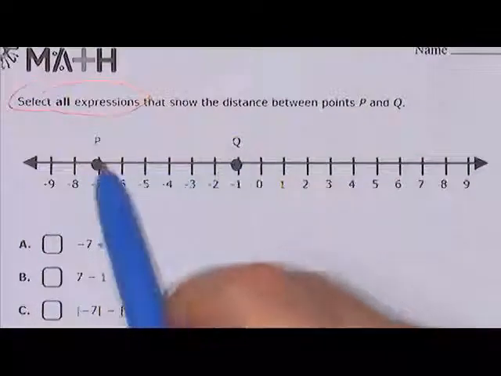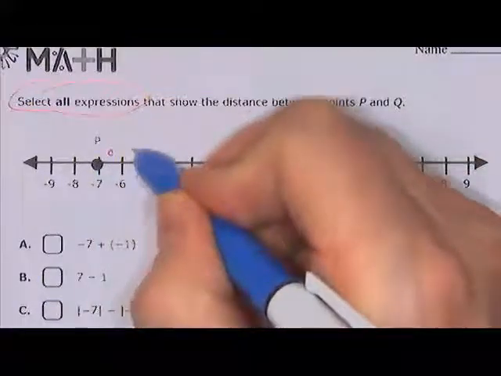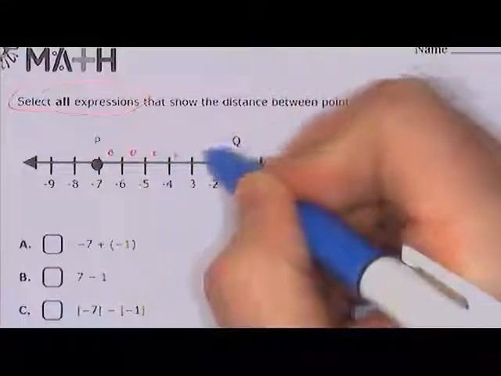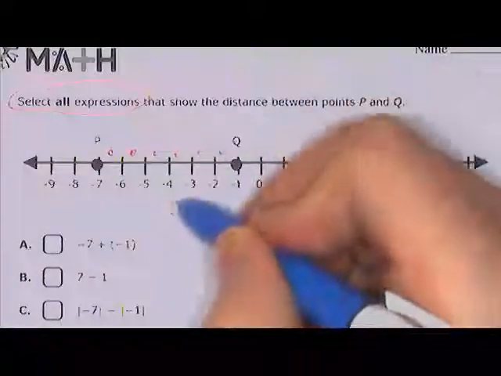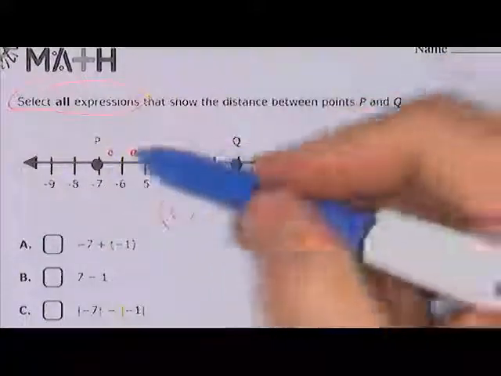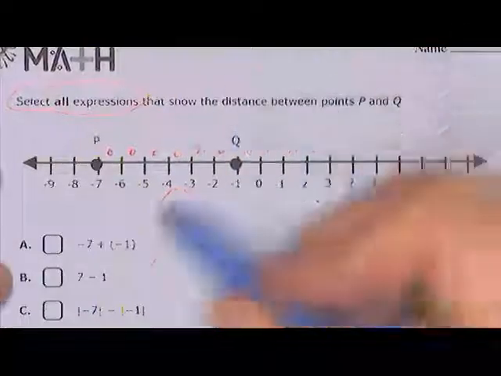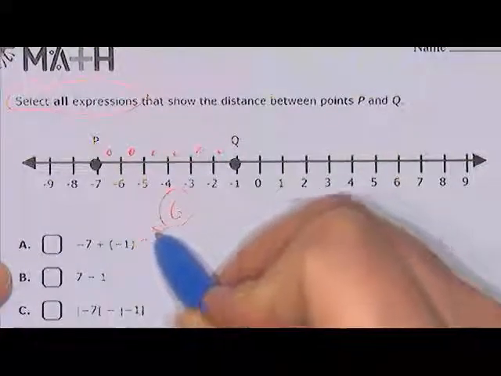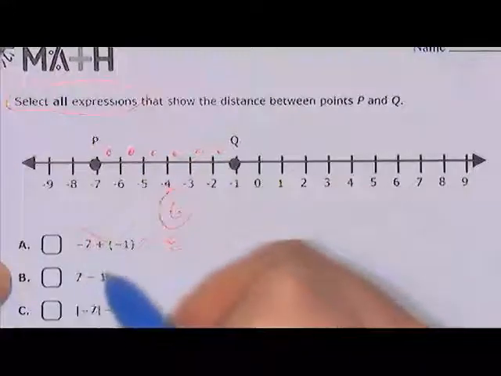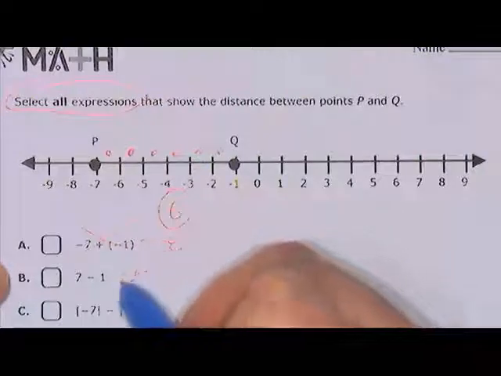Okay, so the distance from there to there, you count the spaces. Here's one space, two spaces, 3, 4, 5, 6 spaces. So this is 6. So all our answers have to equal 6. Distance is positive. Okay, that's negative 8. That is not it. 7 minus 1, that is 6. So this one works. This equals 6.